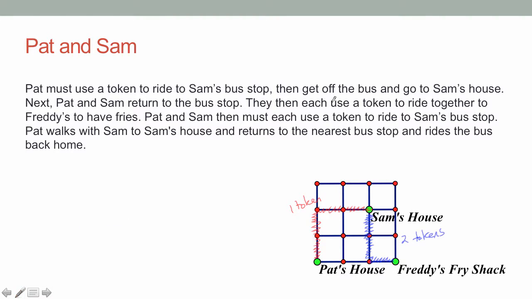All right. Pat and Sam then must each use a token to ride to Sam's bus stop. So they go back up, 2 more tokens. And Pat walks Sam to Sam's house and returns to his bus stop and rides the bus back home. So 1 more token. So overall, if Pat wants to go to Sam's house, pick Sam up, go to the Fry Shack, and then both get back, they need 6 total tokens.